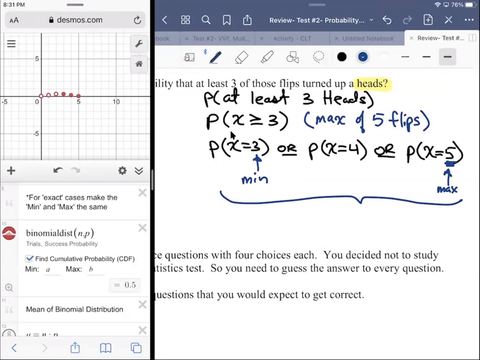So we could say here that the probability that X is going to be, well, I could just say at least 3 heads. I want to actually put it in the answer the question that's being asked. That makes more sense.